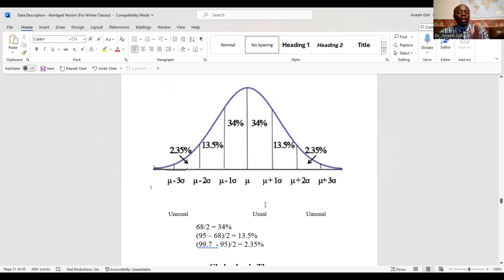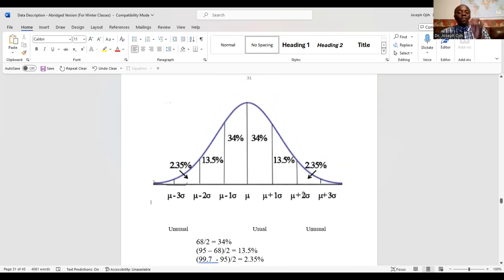So you use the empirical rule if and only if the data set is bell-shaped or symmetric or normal. If the question doesn't say that, that means you can't use the empirical rule.